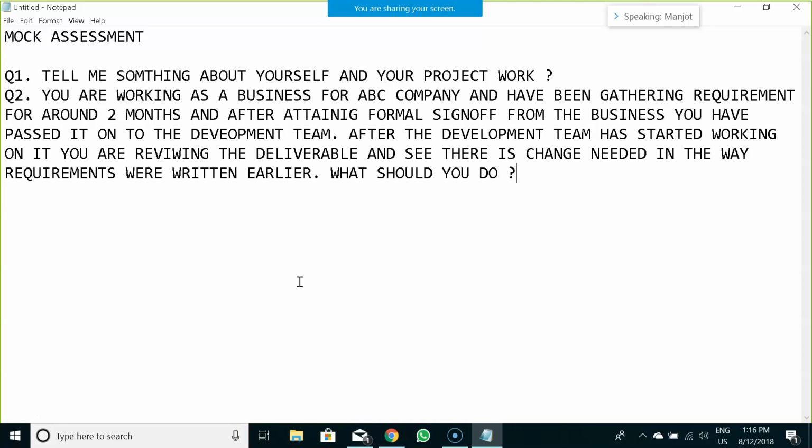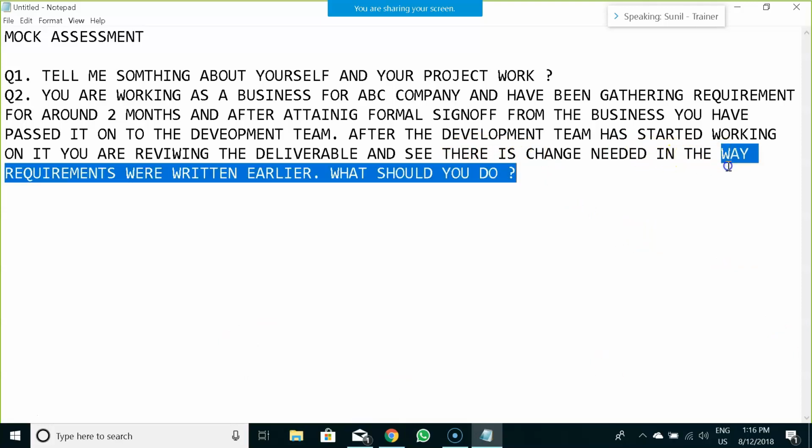First, the main thing would be I'll just explore, is it really necessary to add that? The question is not that. Read the question carefully. Here the requirement is not changing. Here the way the requirements were written earlier, that is changing. The representation of the requirement, not the requirement.